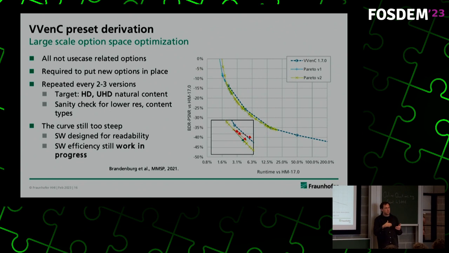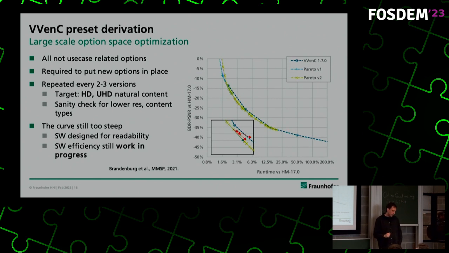And this is always the option which basically gives incrementally the next best working point, right? And this is a huge optimization. It takes really a lot of compute time, so we don't do it so often, like every 2 or 3 versions. Or if we know one tool got implemented way better, we can try to only optimize for this tool within the option space from the last optimization. We target HD and UHD, natural content, but we do sanity checks for low resolution and screen content or HDR.